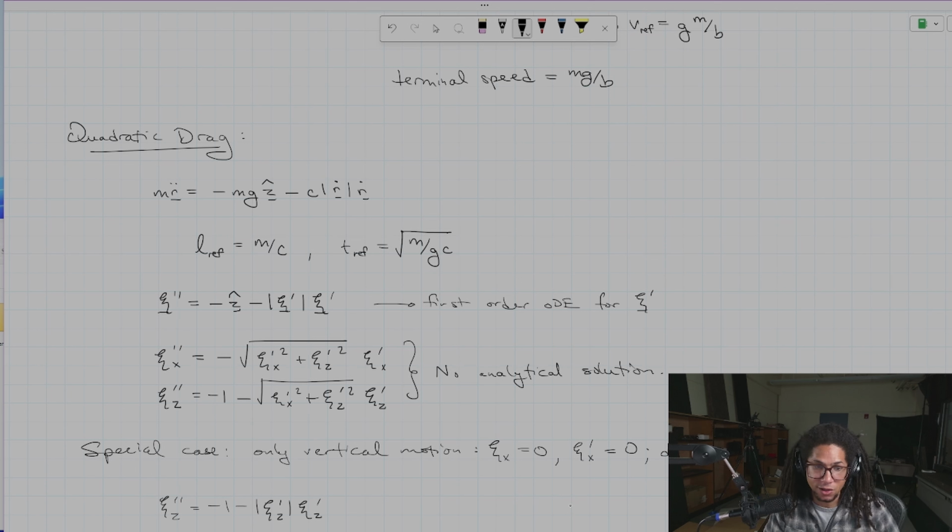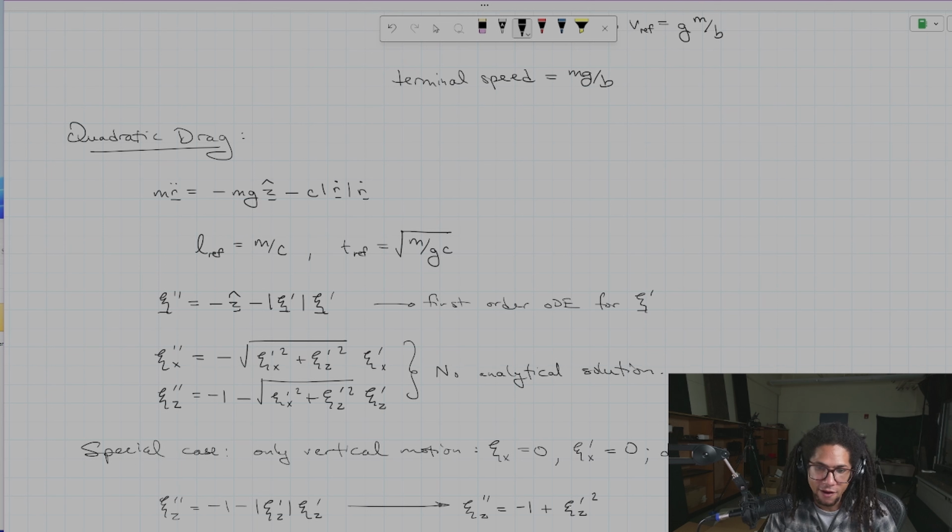And that's not for any particular reason other than I want to look at some specific forms of the solution. And so we need to specify which case we're in. So in this special case, I'll have cz double prime is equal to -1 plus cz prime squared. And the way that I get that is that the absolute value of cz prime is going to be minus cz prime at all points in time.